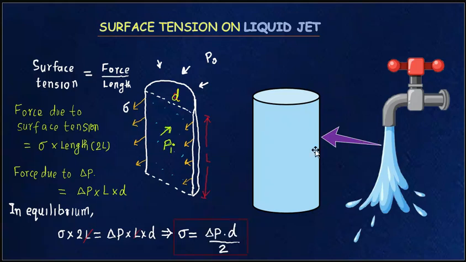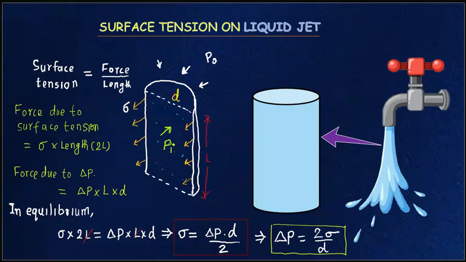So this is the expression of surface tension of a liquid jet having excessive pressure delta P and the diameter D. From here you can also find out the expression of excessive pressure. That is very simple. So you can get from here delta P, that is excessive pressure, will be equal to 2 times sigma, that is surface tension, by D. This is also a straight outcome. Okay, so both expressions are important.